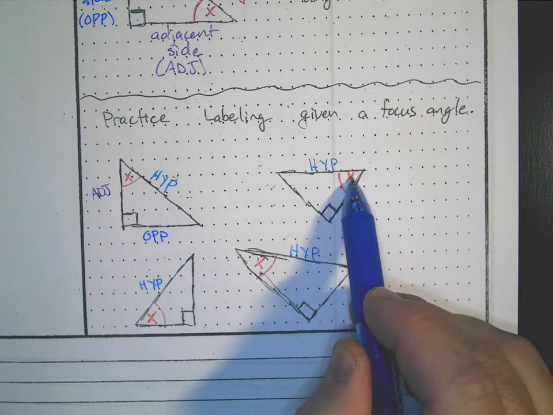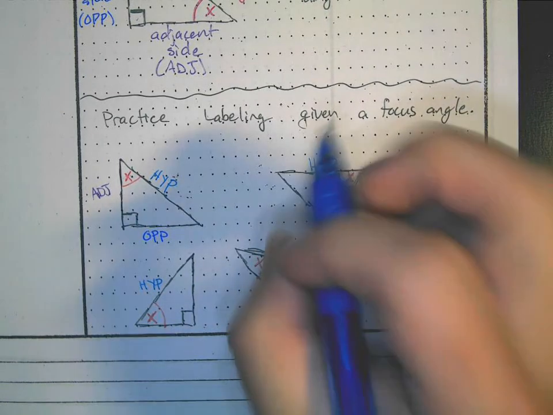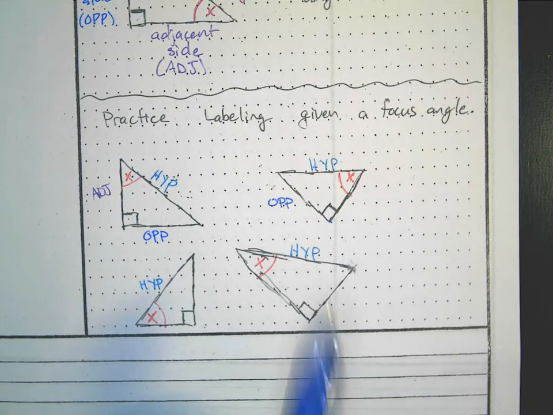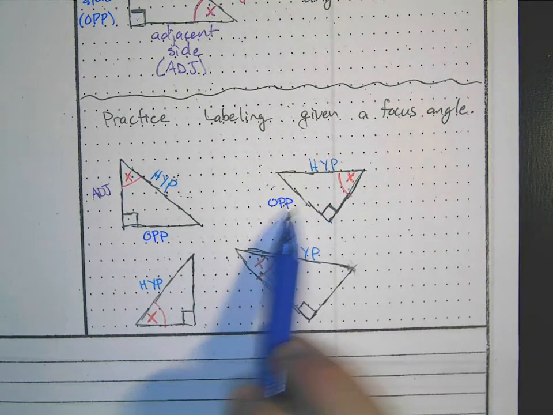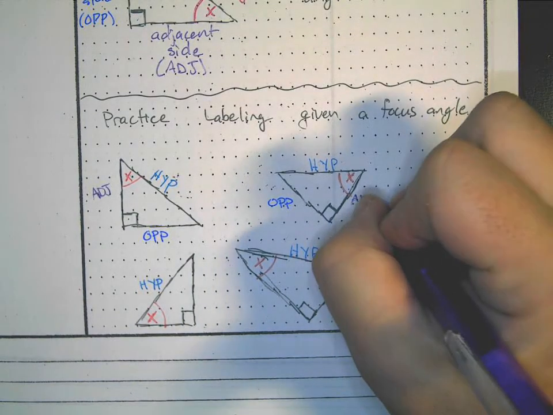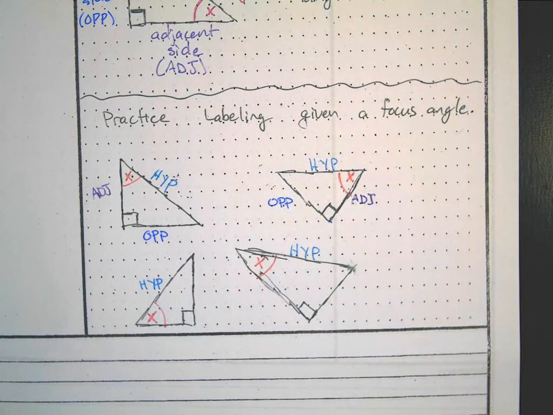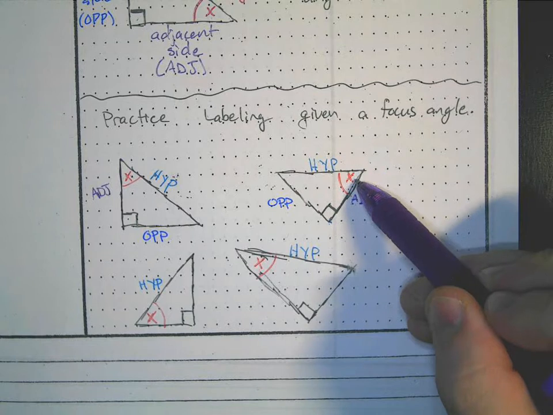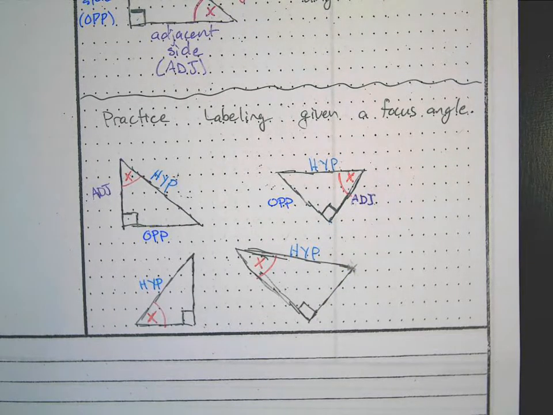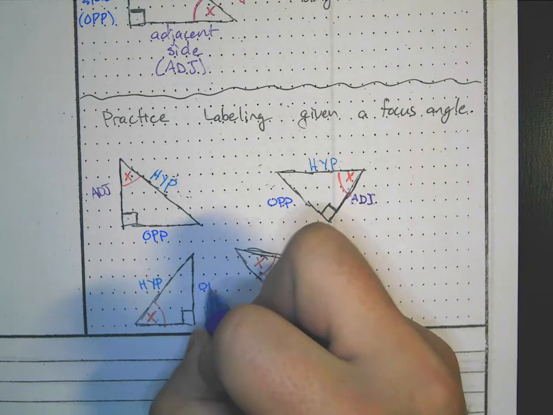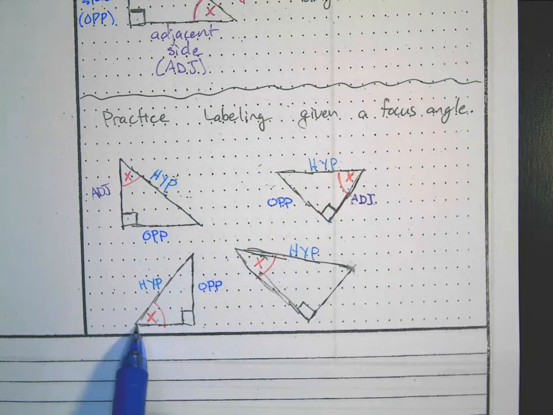So across from the angle of my focus angle is my opposite side. The focus angle decides what's opposite and what's adjacent. So we have to use that given angle to make these decisions. And now my adjacent side is touching the angle, but it's not the hypotenuse. So here's my focus angle. I'm going to go across from the focus angle. There's opposite. And the side touching, that's not the hypotenuse, is adjacent.